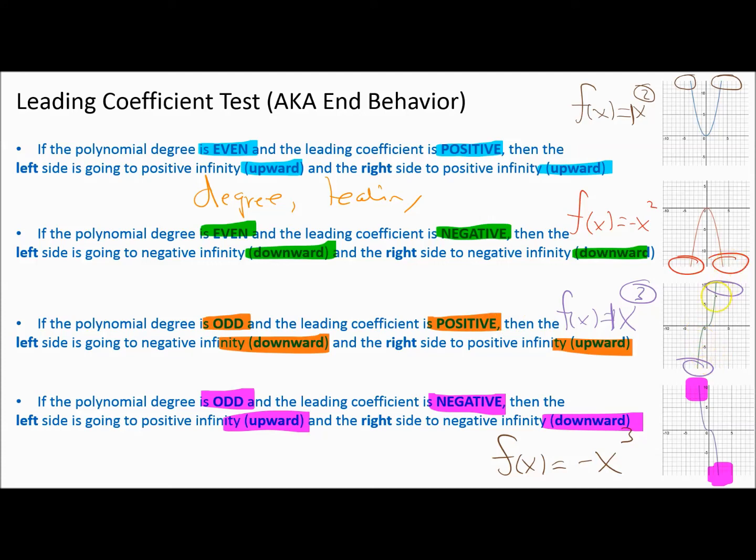Positive means increasing, which is down on the left and up on the right. Or negative, you think decreasing, which is up on the left and down on the right. But no matter what, odd, they're pointing in opposite directions. Even, they're pointing in the same direction.